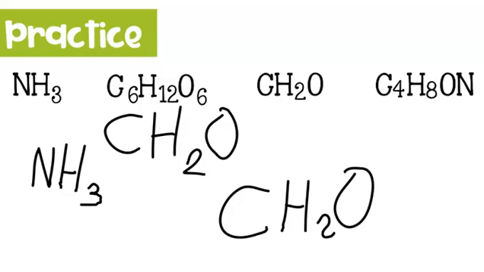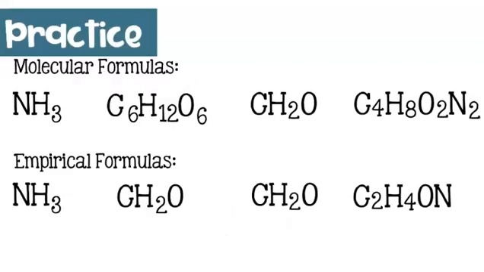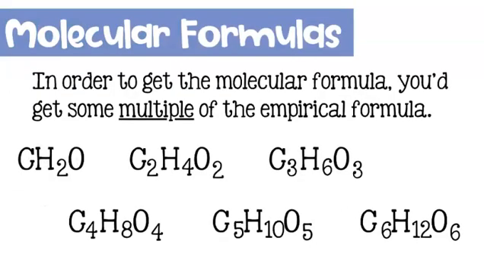Now, C4H8ON has a ratio of 4 to 8 to 1 to 1. This cannot be simplified. On the other hand, C2H4ON cannot be simplified any further, therefore it is the empirical formula. If we wanted to calculate a molecular formula using the same ratio, we can multiply all of the subscripts by 2 to get C4H8O2N2. So remember, in order to get the molecular formula, you get some multiple of the empirical formula.